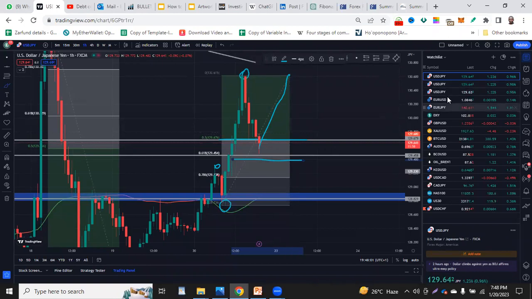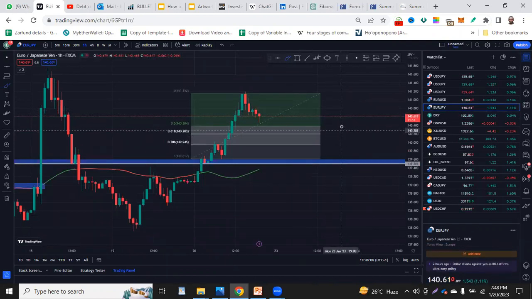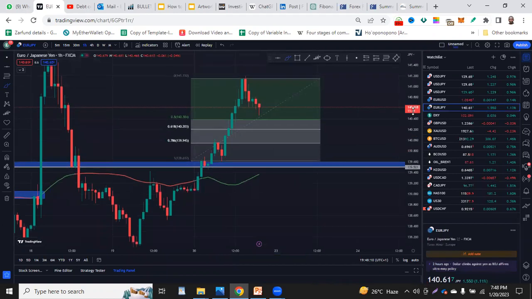So let's look at what other pair we can study now. Let's look at Euro JPY. Okay, I already drew this Fibonacci. Let's draw it again so that you guys can see the points.